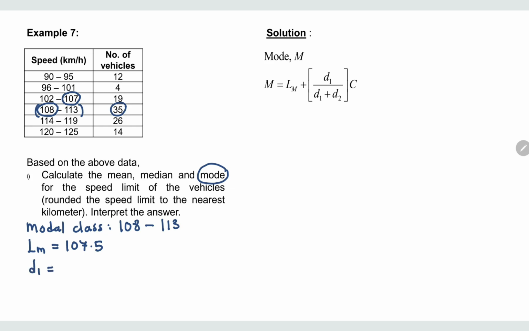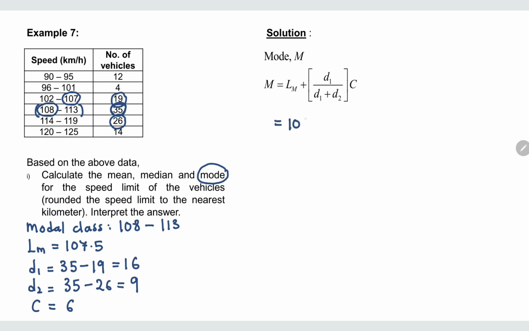Okay, the difference between the frequency of the modal class, which is 35, minus the frequency of the class before, which is 19, equals 16. Okay, D2, we can take the frequency of the modal class, 35, minus the frequency of the class after, which is 26. So the answer is 9, and the class size we already calculated before, which is 6. So you can substitute the information in this formula.